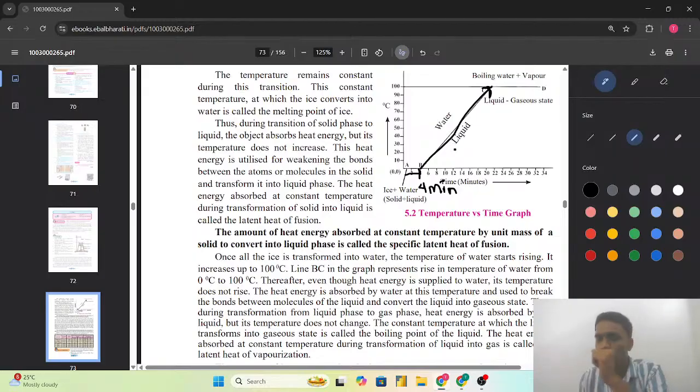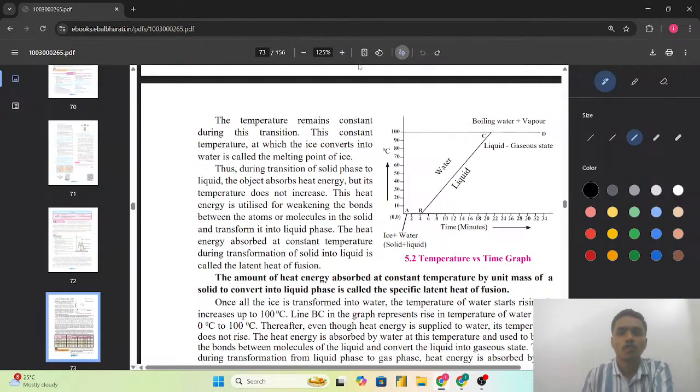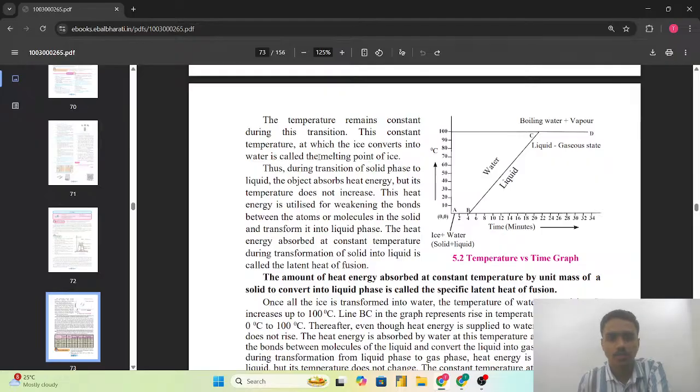So here it is getting converted into the liquid form, that is the water, till the temperature at which the water starts boiling, that is 100 degrees Celsius. And after that, again we can see the temperature is going to be constant, because the liquid water gets converted into the gaseous state, that is the steam. So from this, we can see the concept of the melting point of the ice.